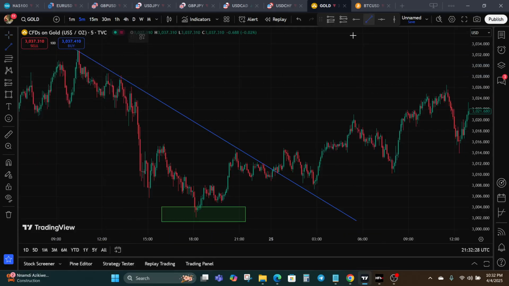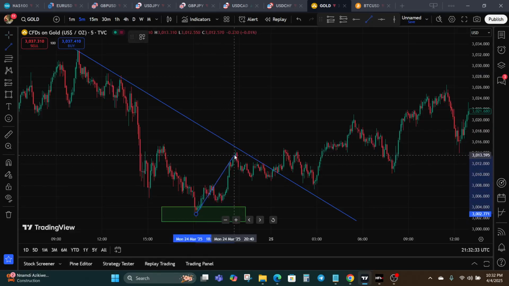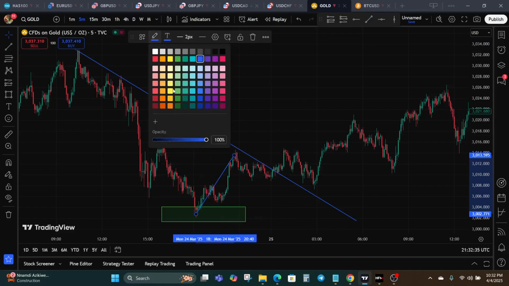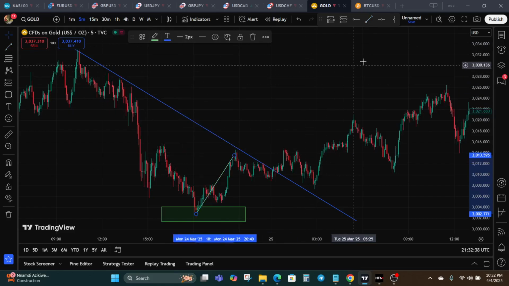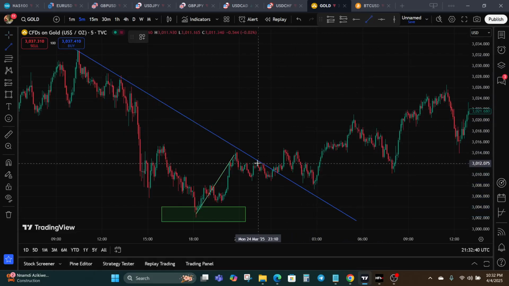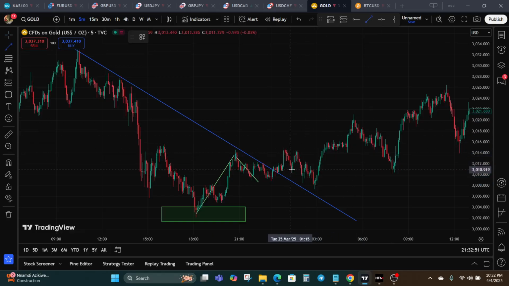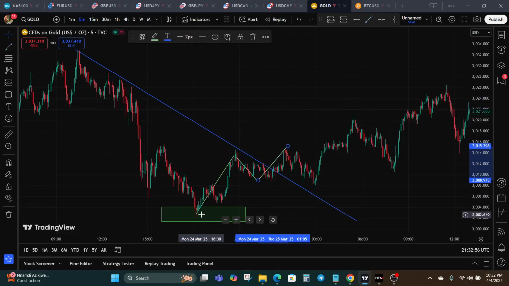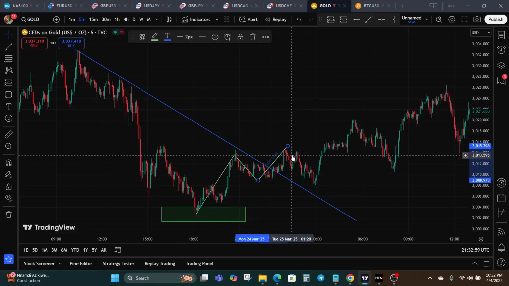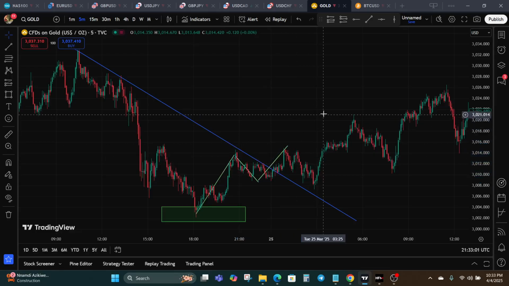So we can see that price began to shift around here, right? And then we had a pullback around here, and then we finally have a break of structure or the creation of a higher high. So we have our point 3. Point 1, point 2, point 3. Okay, so this confirms a potential trend shift.